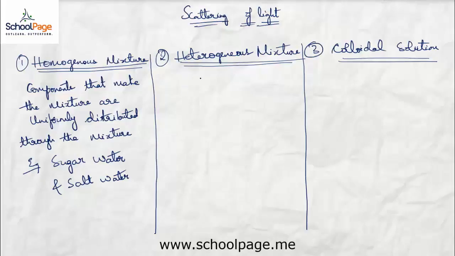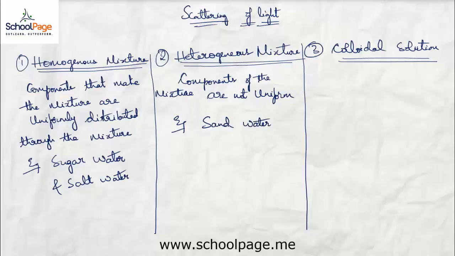Whereas a heterogeneous mixture is a mixture where the components of the mixture are not uniform. Example, sand and water, oil and water. So the moment you mix sand in water, you may notice that the color of the water would have changed and the sand particles would have settled at the bottom. When oil is mixed with water, the oil floats on top of the water. So in this case, you can easily separate both water and oil. So let's move on to understand what is a colloidal solution.